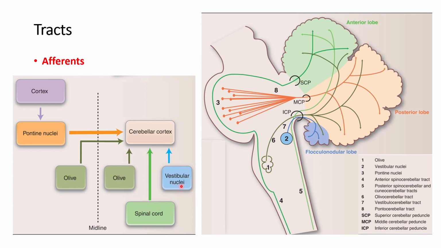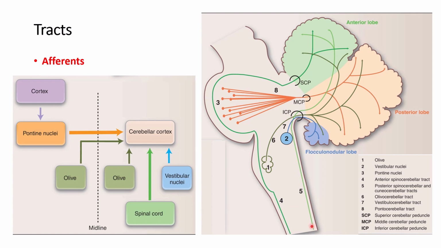And also coming from the vestibular nuclei, and this is on the same side. So these are afferent fibers. So if you look at this image, you can see the inferior cerebellar tract, middle cerebellar tract, and superior cerebellar tract.